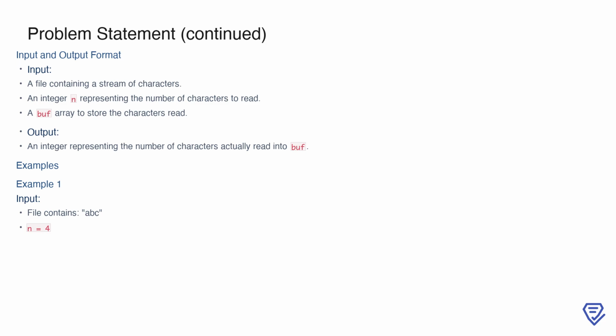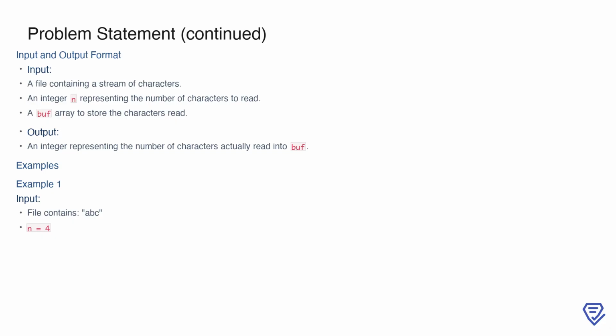For the input, you are given a file that contains a stream of characters, an integer n specifying the number of characters you need to read, and a buffer buff where the characters will be stored. For the output, your function should return an integer representing the number of characters actually read into buff. This might be less than n if there are fewer characters left in the file. Now let's take a look at some examples to clarify how this works in practice.